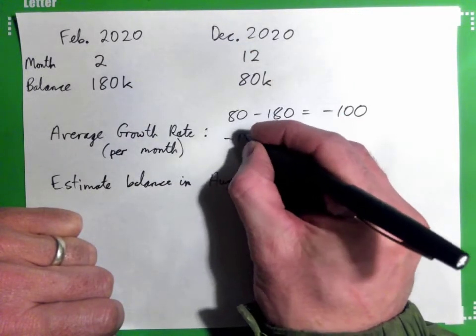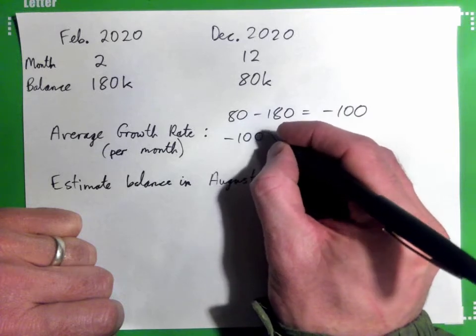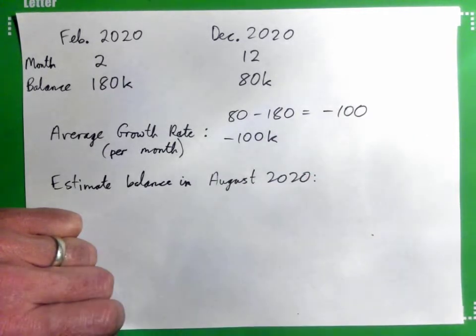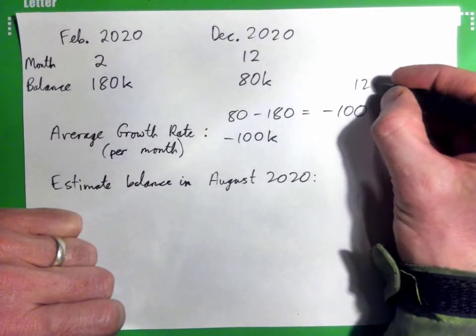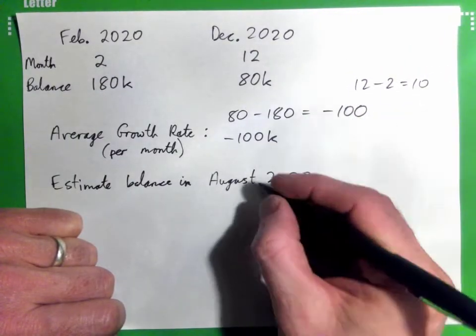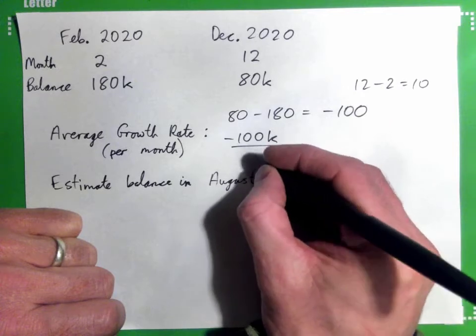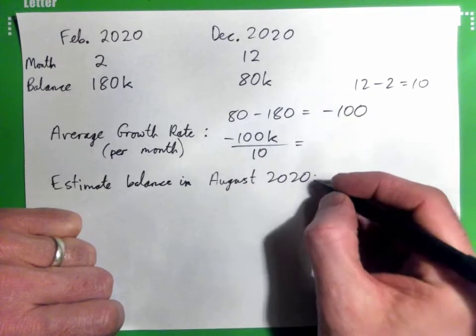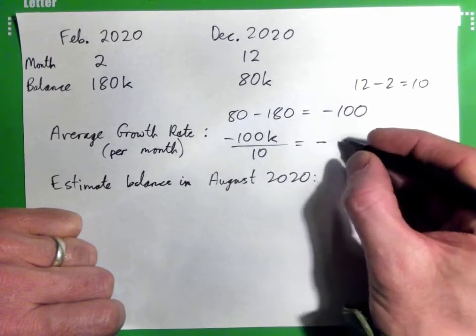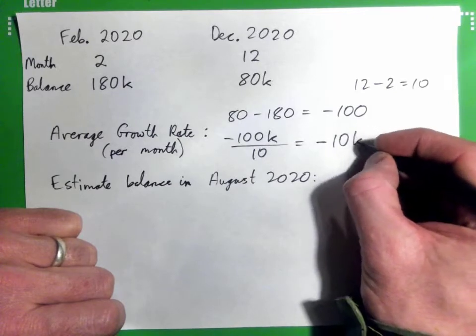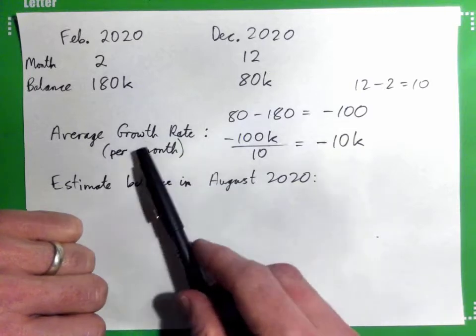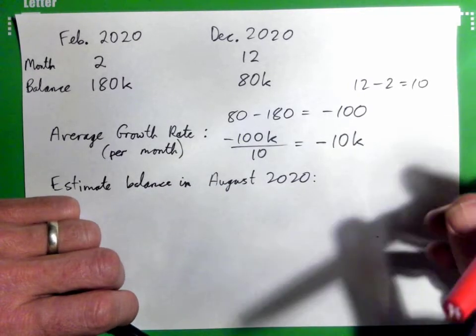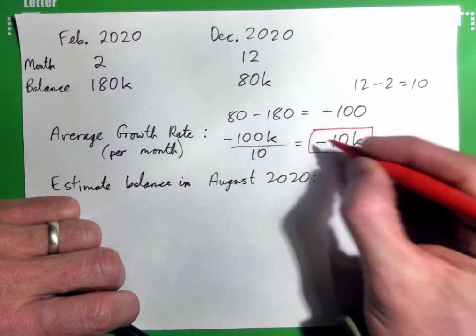So negative 100K, let's say. And that was over 10 months because 12 minus 2 is 10. So divide that by 10, and we get negative 10,000. So the average growth rate per month is negative 10,000. We're losing $10,000 each month.